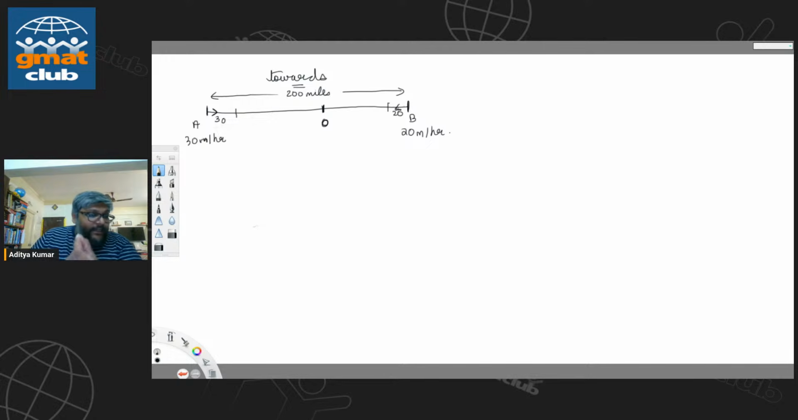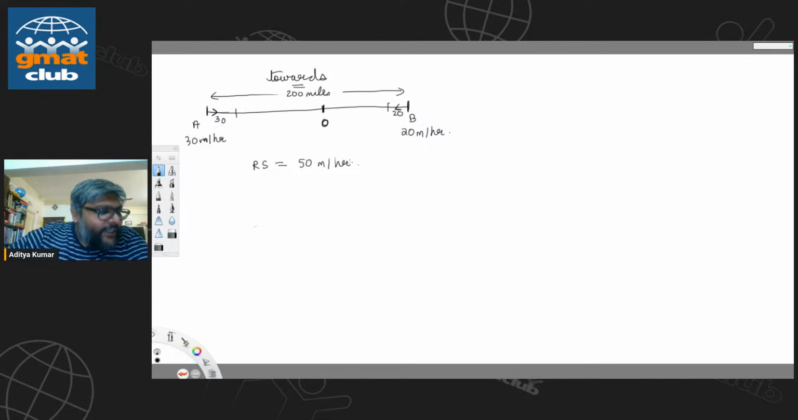So cumulatively, what is the total distance traveled by A and B together in that 1 hour? It's 30 plus 20, which is 50 miles. So cumulatively, both of them have traveled 50 miles in 1 hour. That's why the relative speed is the addition of the two speeds when the two bodies are moving towards each other, right? Because 30 plus 20, that's 50 covered by both. So we say the relative speed is 50 miles per hour. That's why we add the speeds up.